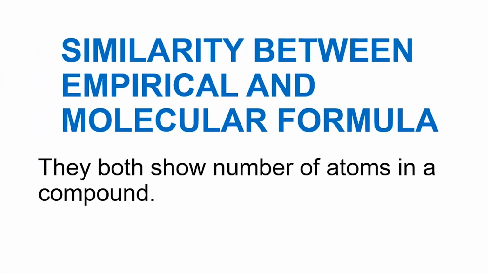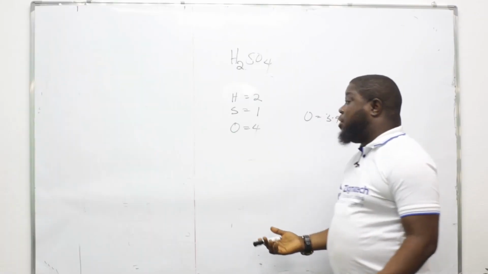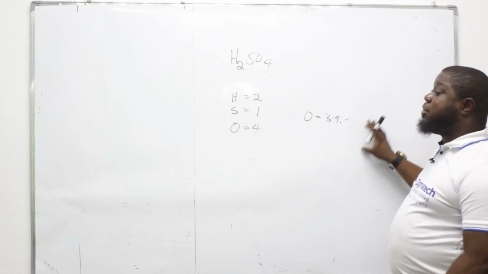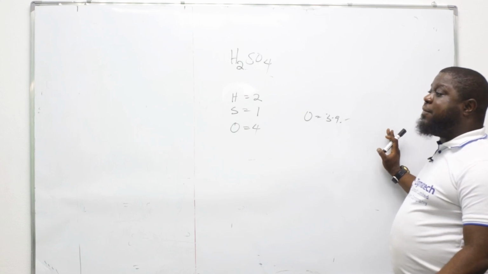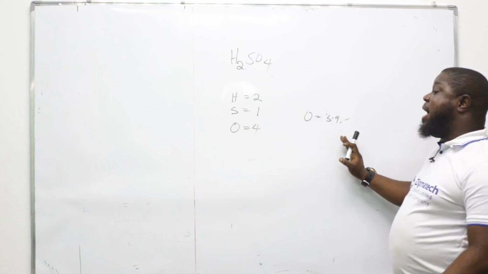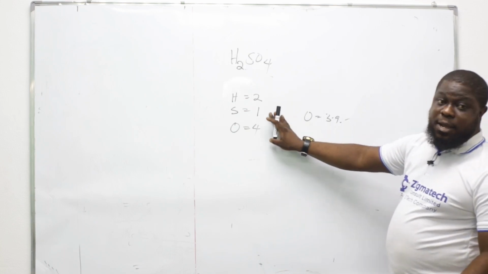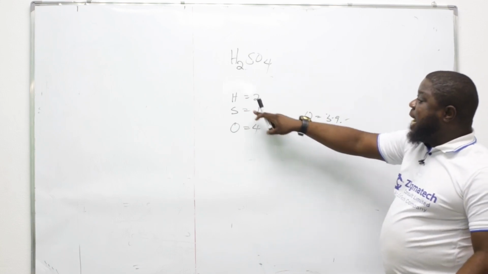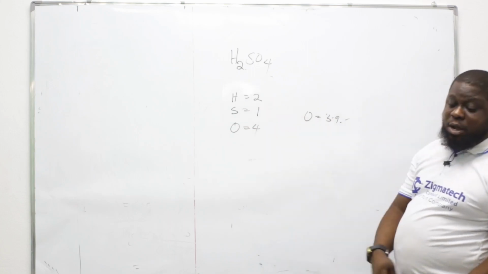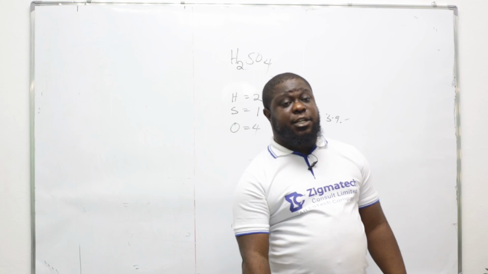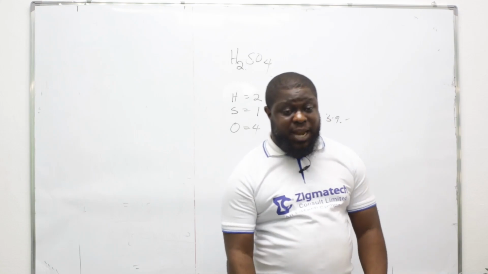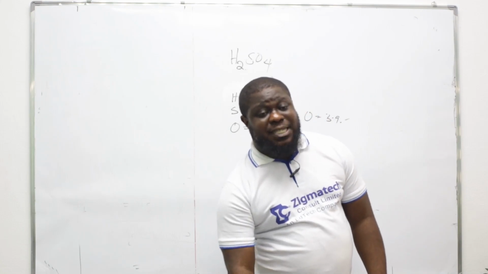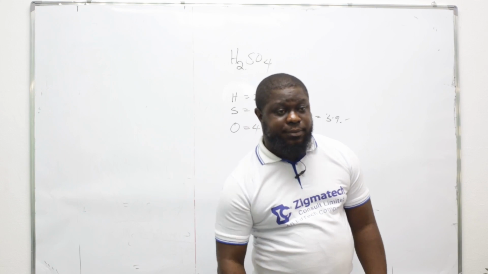Now, the similarity between empirical formula and molecular formula is that they both show the number of atoms in a compound. When we solved the empirical formula, we saw numbers, integers, showing the number of atoms that this particular element has. The molecular formula too shows that hydrogen has 2, sulfur has 1, and oxygen has 4. So we've come to the end of this section. But before we go, we use our exam guide to quantify what we have learned so that you'll be able to understand what you've learned today.